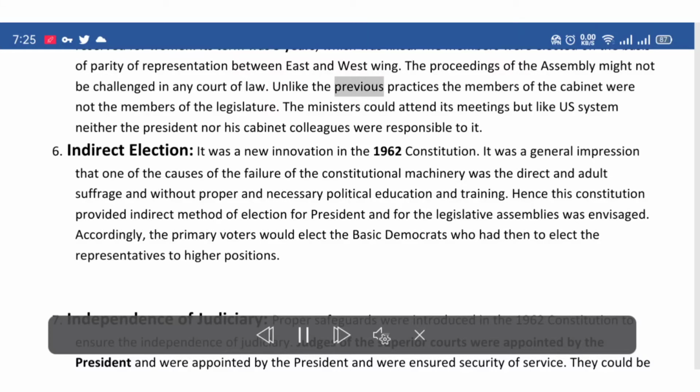Unlike the previous practices, the members of the cabinet were not the members of the legislature. The ministers could attend its meetings, but like the U.S. system, neither the President nor his cabinet colleagues were responsible to it.